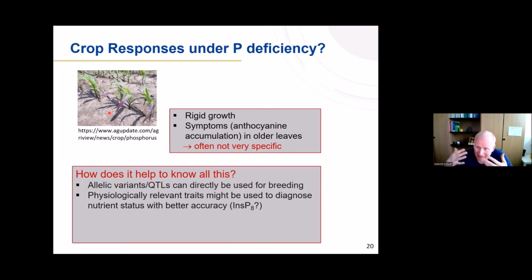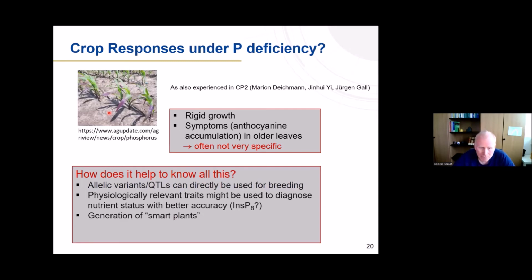You can also have high light stress, and so you will also have this anthocyanin accumulation. This is something we have also observed in the project that we're doing together with Jin Hui and Jürgen Gahl in CP2. Yeah, sometimes it's very difficult to tell them apart.